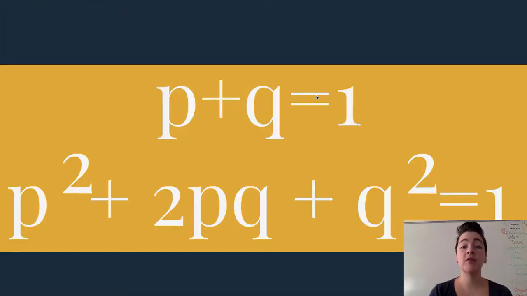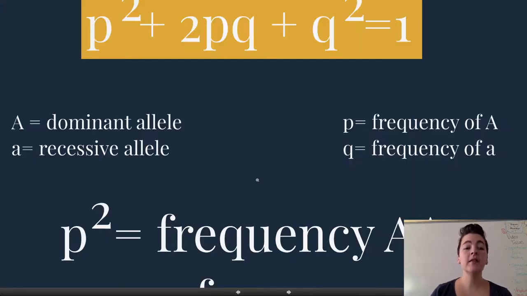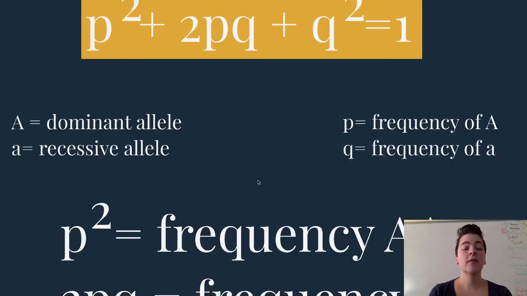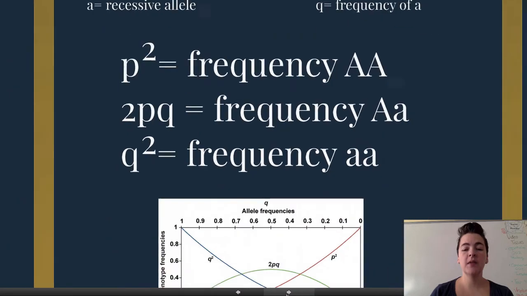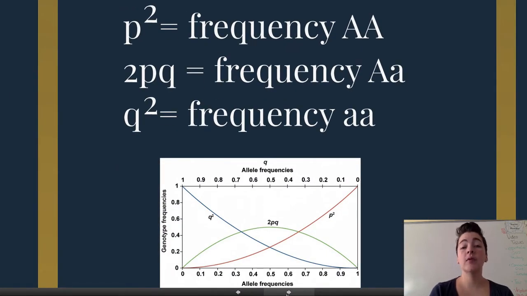For Hardy-Weinberg, we have 2 equations that we need to know. We have p + q = 1, and we have p² + 2pq + q² = 1. In this equation, we are looking at the frequency of alleles in a population. p is the frequency of the dominant allele, q is the frequency of the recessive allele. We're going to use big A as our dominant allele and little a as our recessive allele. p² is going to be the frequency of our homozygous dominant, 2pq is going to be our frequency of our heterozygous, and q² is going to be the frequency of our homozygous recessive.